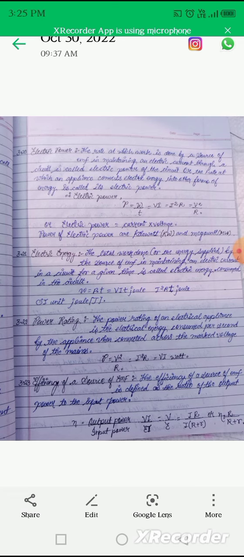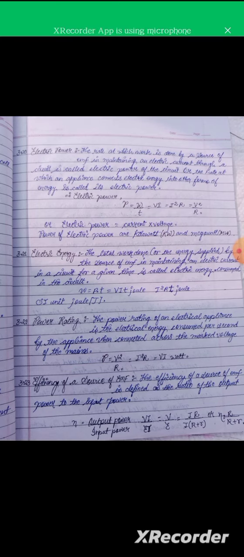Topic 3.23, Efficiency of source of EMF. The efficiency of a source of EMF is defined as the ratio of output power to input power. η equals output power upon input power, equals VI upon EI, equals V upon E. So IR upon I(R plus r), or η equals R upon R plus r.